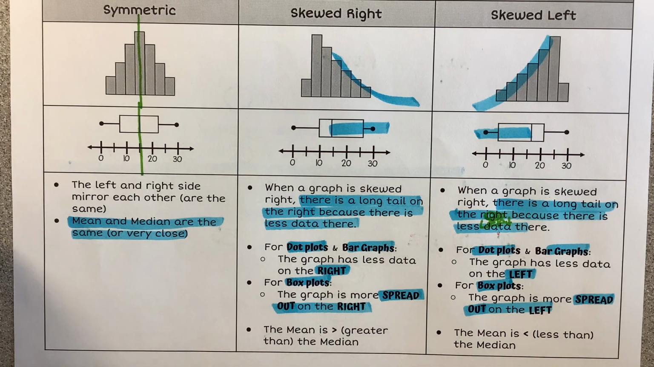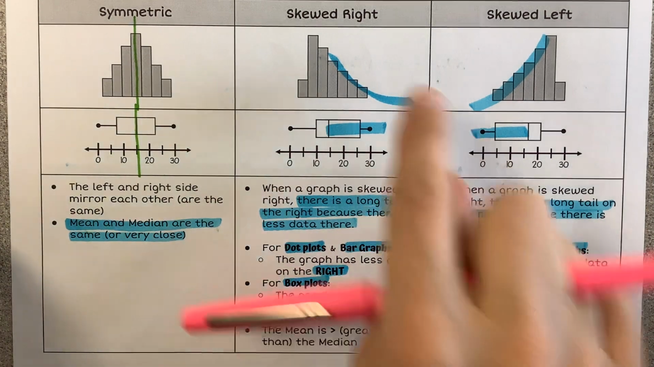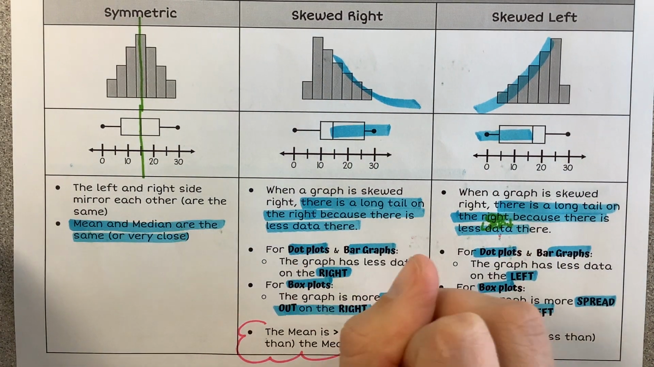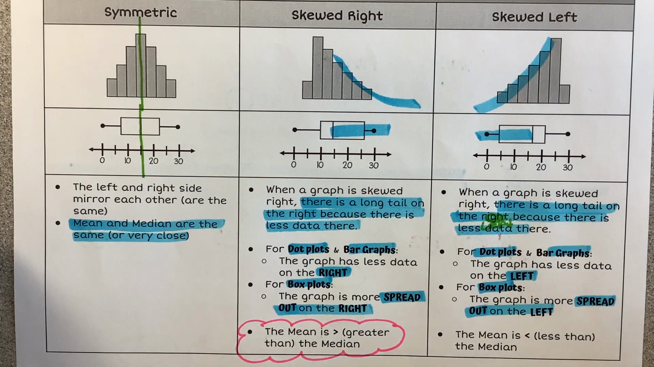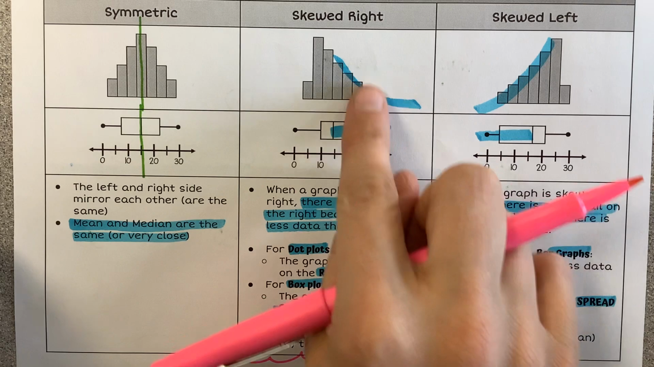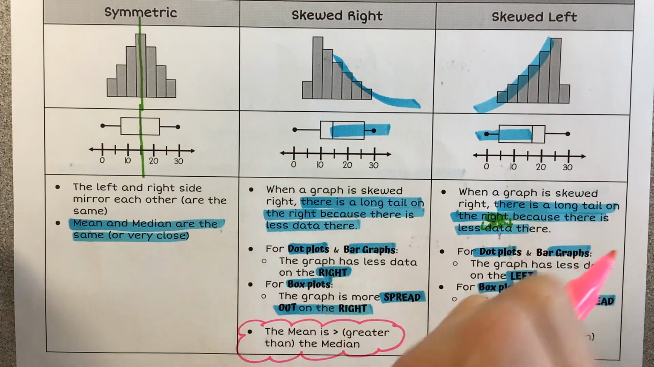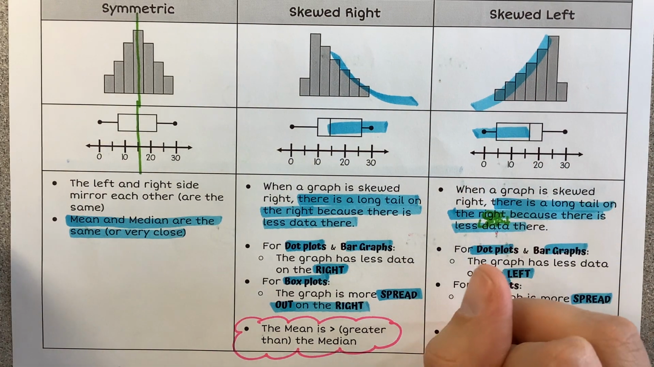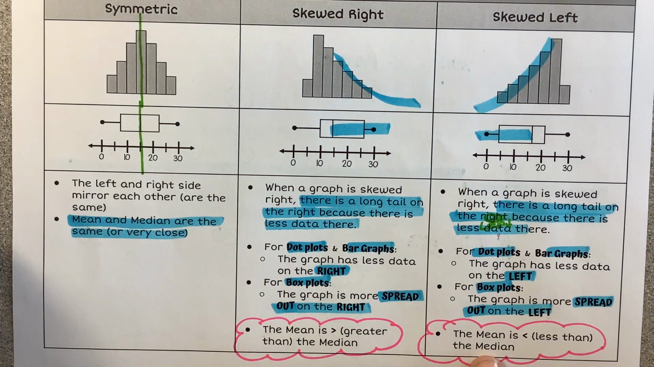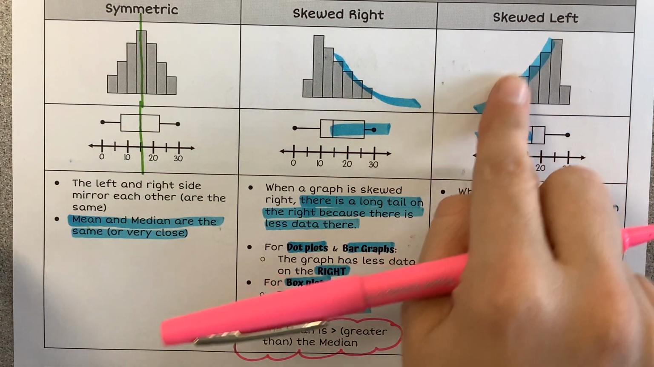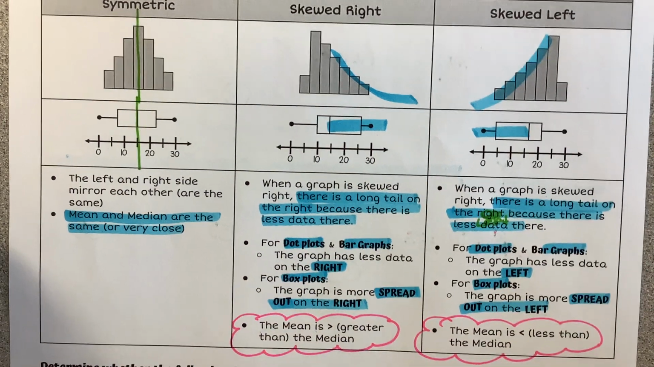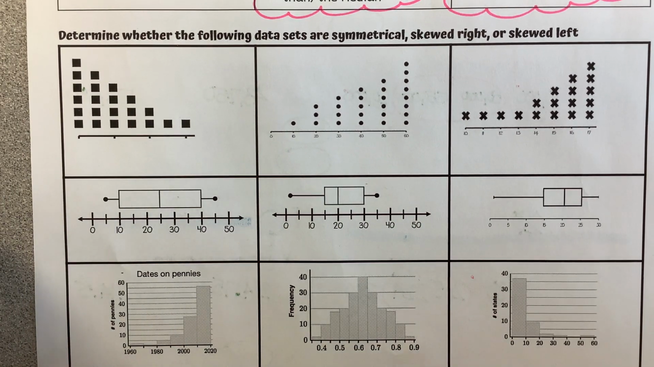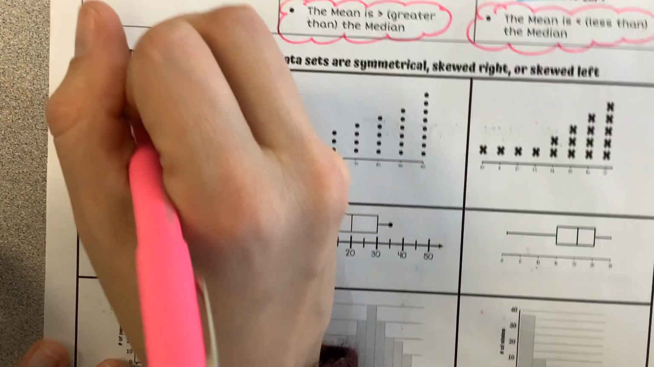Key things to take away. When it's skewed right, that means there are fewer data values that are higher. The mean is greater than the median, because we've got these skewed values that are higher, that are bringing up the mean. Versus here, when there's less data on the lower values, the mean is less than the median because there are these low outliers that are skewing the data. But all we're going to be looking at is determining: is it symmetrical, is it skewed right, or is it skewed left?